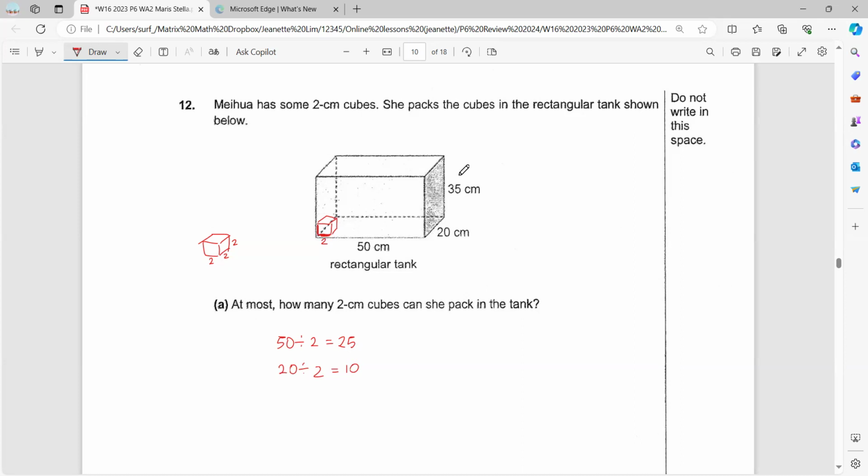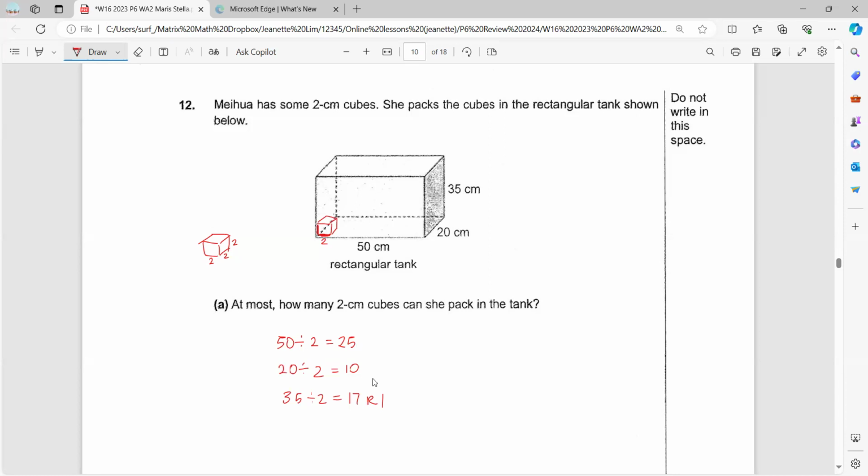How high can you go? 35 divided by 2. 17 remainder 1. Can you do anything with the 1 cm? No, you can't because the cubes are 2 by 2 by 2 cm. Okay, so the 1 cm you have to ignore.